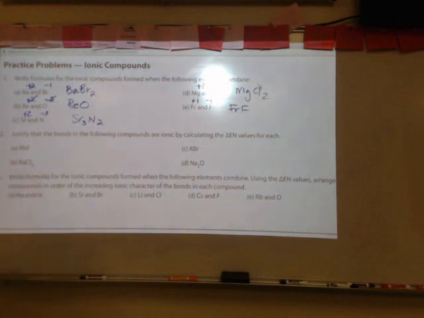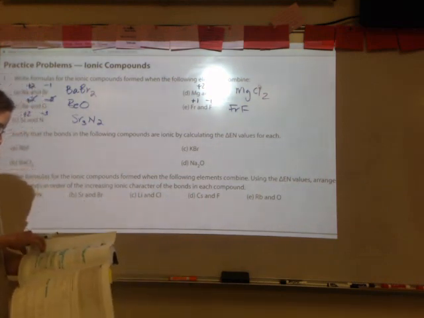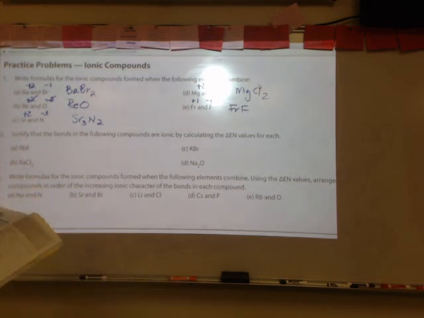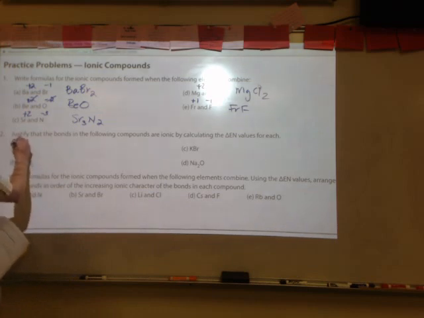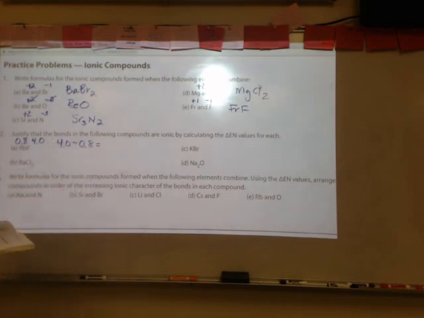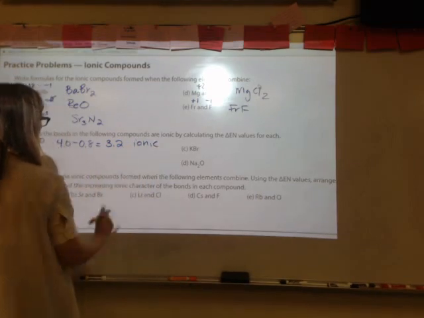Now down here, they want us to justify that these bonds are actually ionic by looking at the difference in electronegativities. For this, you have to turn back to the electronegativity table that is in section 6.2. You should have earmarked that page. If you look at Rb, Rb has a value of 0.8. Fluorine has a value of 4.0. All you have to do is subtract those two values so that you get a positive difference. And in this case, you're going to end up getting 3.2, and that is within the ionic bond range.